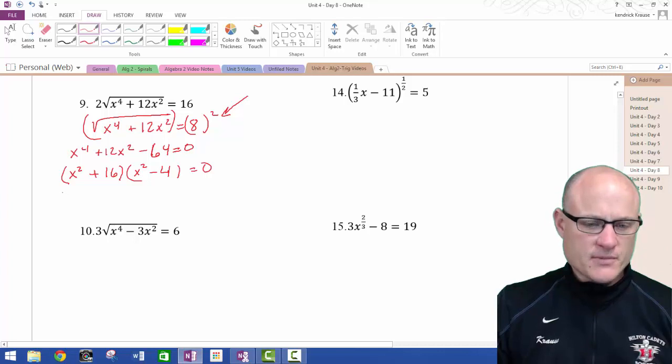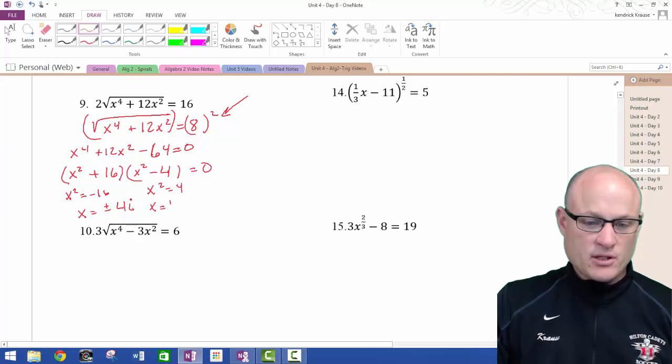Let's finish with these. This actually gives me two solutions. This is going to give me x squared equals negative 16. Take the square root of both sides. I'm going to get x equals plus or minus 4i. Here, I'm going to get x squared equals 4. Take the square root of both sides. I get x equals plus or minus 2.